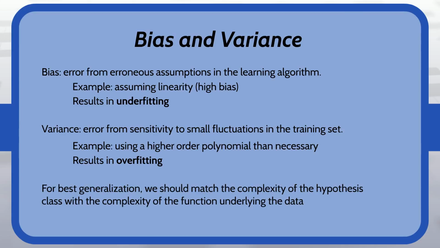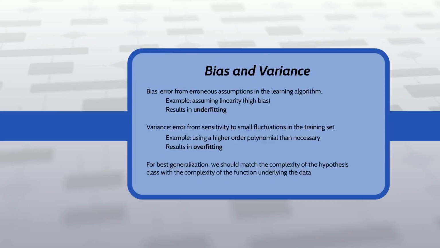For best generalization, we should match the complexity of the hypothesis class with the complexity of the function underlying the data. So if our underlying data is following a quadratic distribution, our hypothesis class should be a polynomial of order 2. Or if our underlying data is linear, then we should assume linearity. So this isn't always easy to know, and that is part of the model selection procedure, comparing and contrasting some of these different hypothesis classes and seeing which one actually matches the complexity best. But we'll talk about that in a future slide.